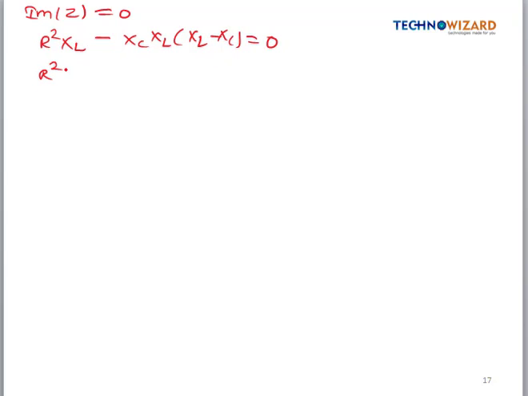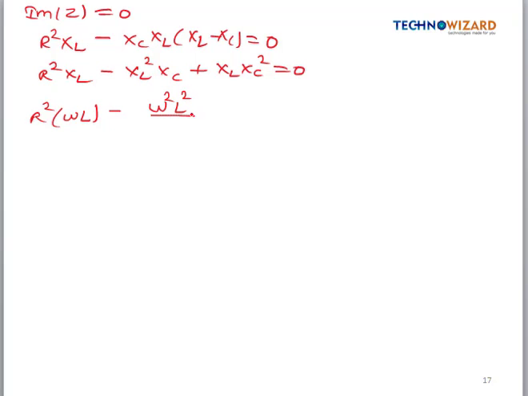So this will be R square into XL, minus XL square into XC, plus XL into XC square is equal to 0. Now this can be written as, XL is omega L, XL square is omega square L square, divided by XC, which is omega C. So this will be XL is omega L, divided by omega square C square, is equal to 0.